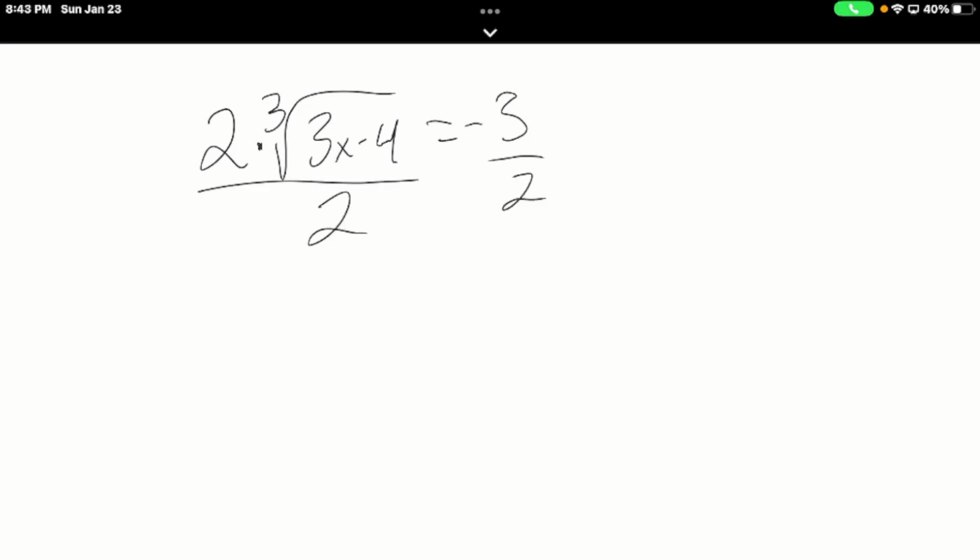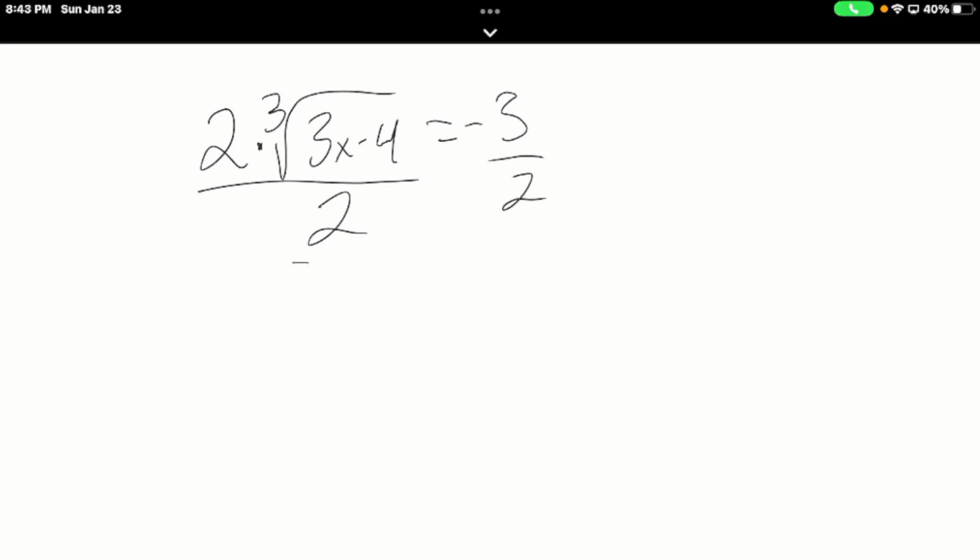All right. Next one. This was a very common one that was messed up too. It's kind of like the square root one, only with a cube root now. 2 times the cube root of 3x minus 4 equals negative 3. Okay? Two ways you can do this. You can cube both sides first, or you can divide by 2. I had some people subtract the 2. You can't subtract the 2 because you're multiplying. Okay? So I'm going to do the dividing by 2 route first.